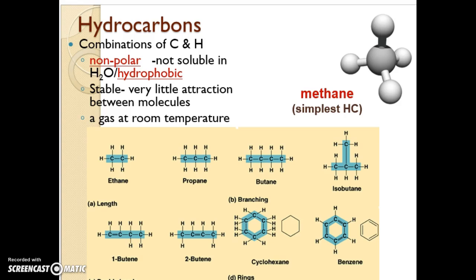Because of this property of being nonpolar, hydrophobic, not soluble in water, they are very stable and they have very little attraction between molecules. So most are going to be a gas at room temperature. When I'm saying most, what I mean are molecules that have large amounts of hydrocarbons. If you look at the examples in this box at the bottom, you can see ethane, propane, butane, isobutane. These are all very flammable substances, and they are also gases at room temperature.